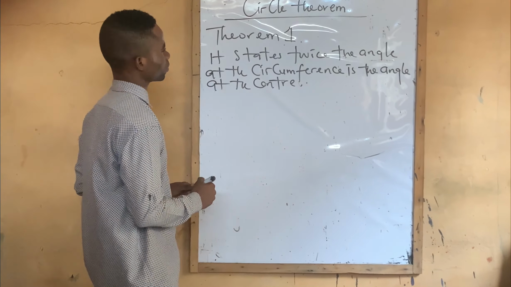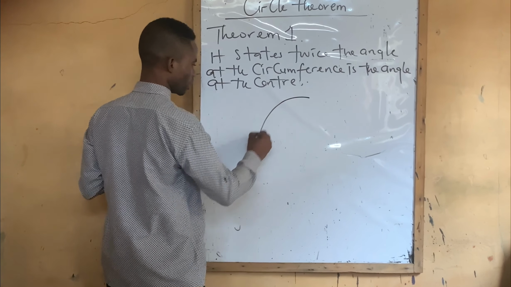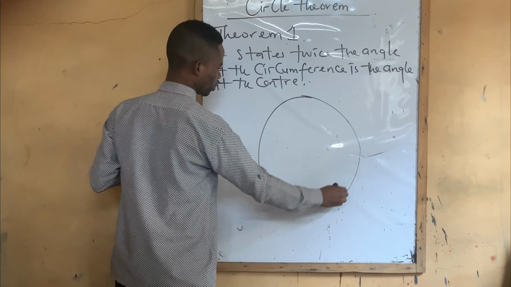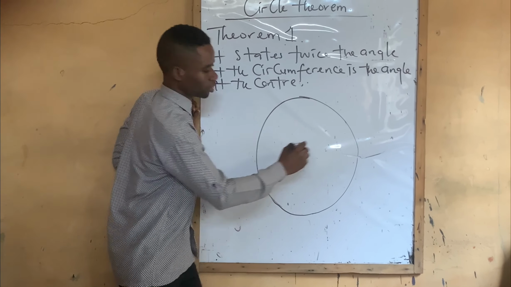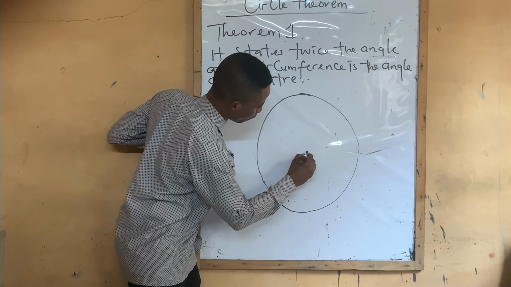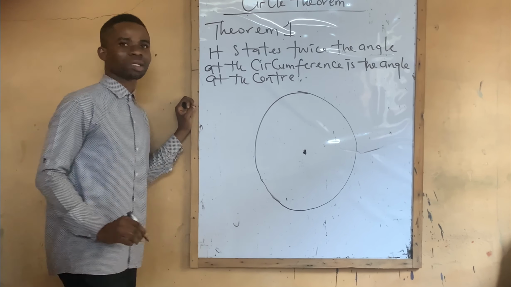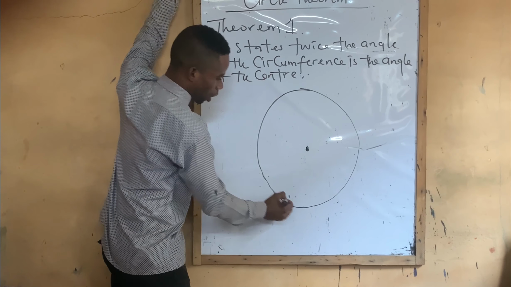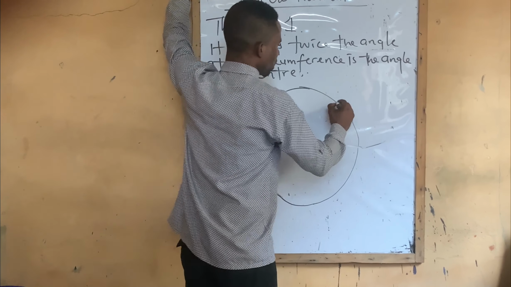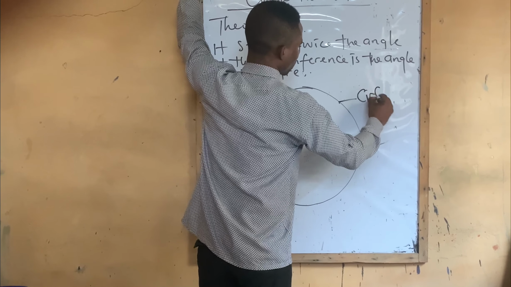What does that mean? If you have a circle like this, everything we are going to be doing here is a circle. And if this is a circle, this is the center of that circle. Now, this line that surrounds this circle is what is called the circumference. Circumference is a line that surrounds the circle.